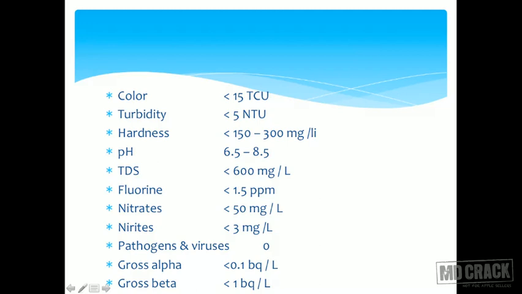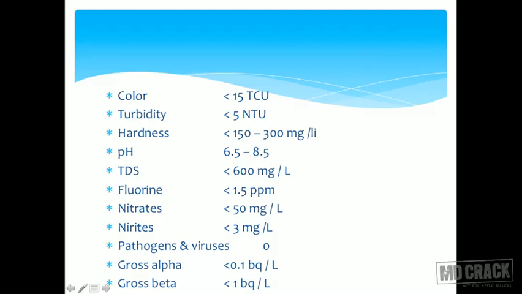Color, we just saw, should be less than 15 true color units. Turbidity should be less than 5 nephelometric turbidity units. Hardness should be less than 150 to 300 milligram per liter. So that should be the level of hardness for drinking water. These are criteria for drinking water.